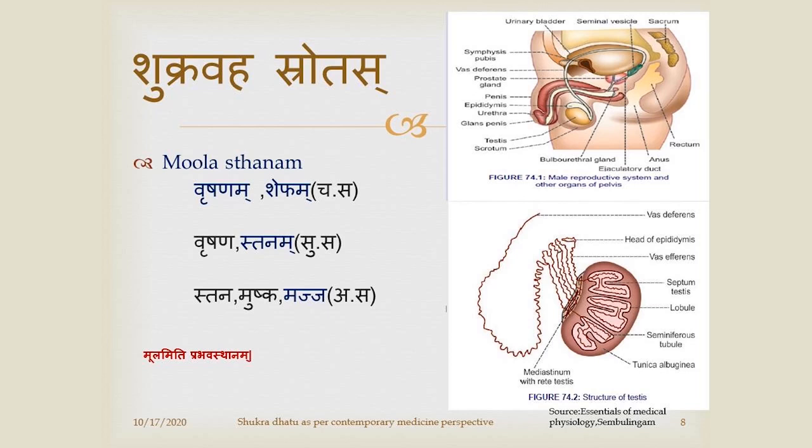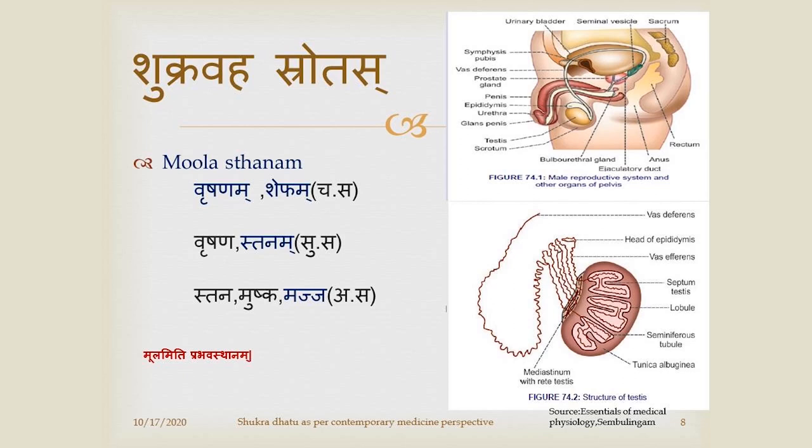Among these, Vrishana is Viryavahi Siradharam, or it is the testis only. Shepham is the penis, Sthanam is the breast, and Majja. So the Vrishana, Shepham and Sthanam have a direct relation to the reproductive system. You all know Vrishanam is the testis only, and the testis is seen within the scrotum, and the testis is bounded by three layers.